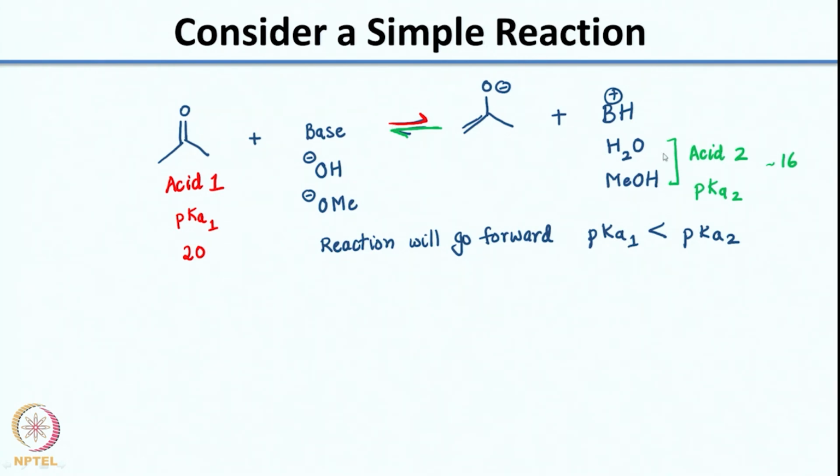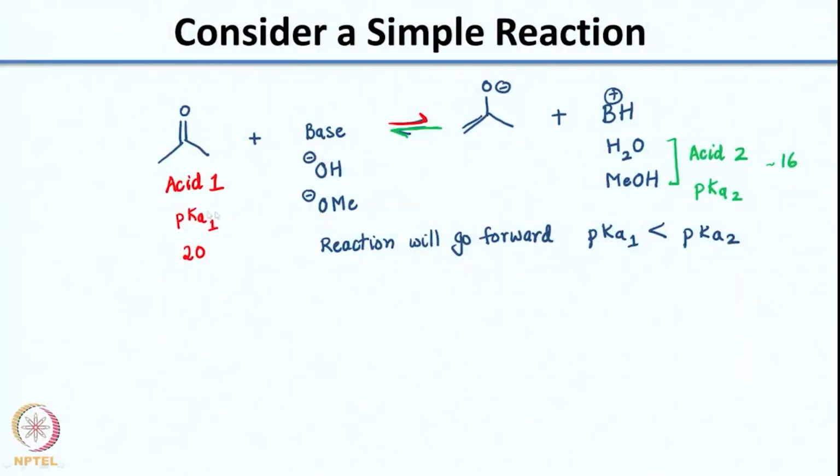If you use hydroxy, then the conjugate acid is water. If you use methoxy, the conjugate acid is methanol. If this is a better acid, then the reaction will go towards the left, so you will not get much of your enolate. So, it is important to consider relative acidities. If pKa of 1 is lower than pKa of 2, the reaction will go forward. We had compared the pKa of acetone with methanol and water, both are 16, acetone has a pKa of 20. So, we know that these are not great bases for you to deprotonate acetone.